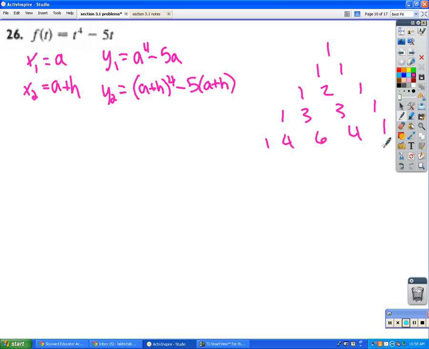Okay, so we have to go to the fourth row of Pascal's triangle this time for the very first time in our lives.